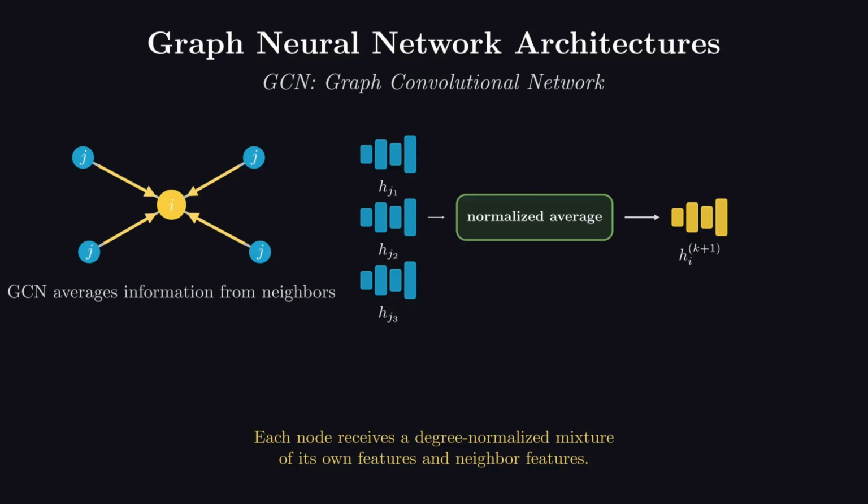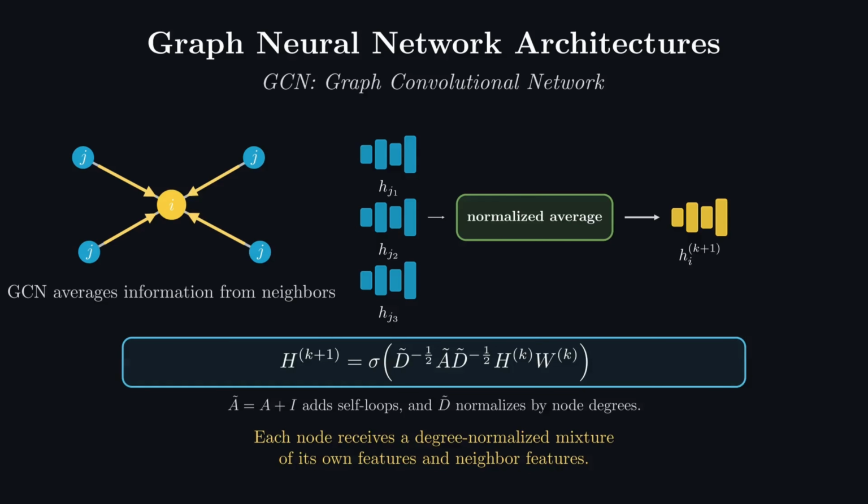The word normalized is important. Some nodes have many neighbors, while others have only a few. Without normalization, high-degree nodes could produce much larger values just because they have more neighbors. Degree normalization keeps the scale more stable. After this normalized average, we get the new representation of node i at the next layer, written as h_i at layer k plus 1. The formula shows the same idea in matrix form.